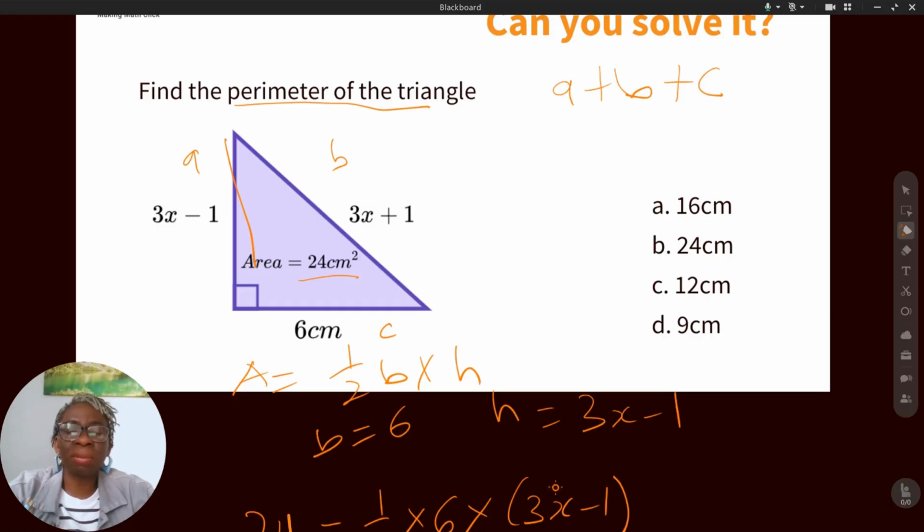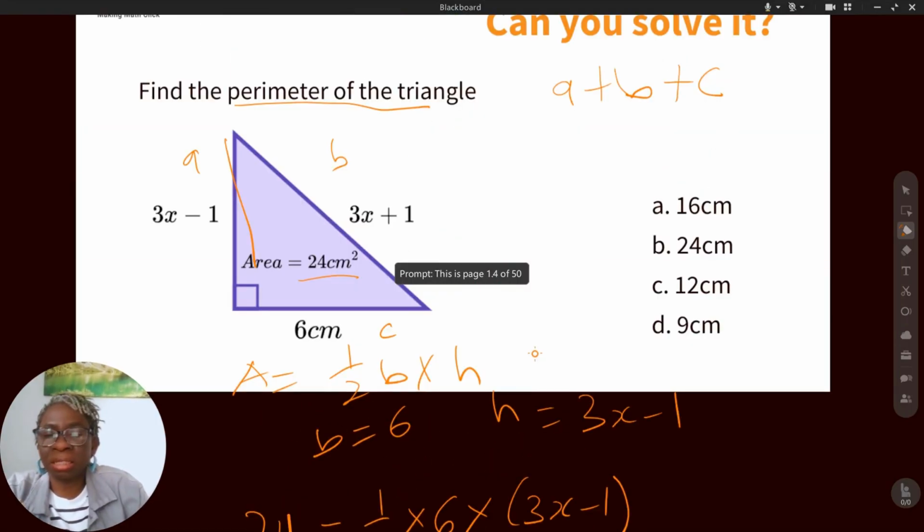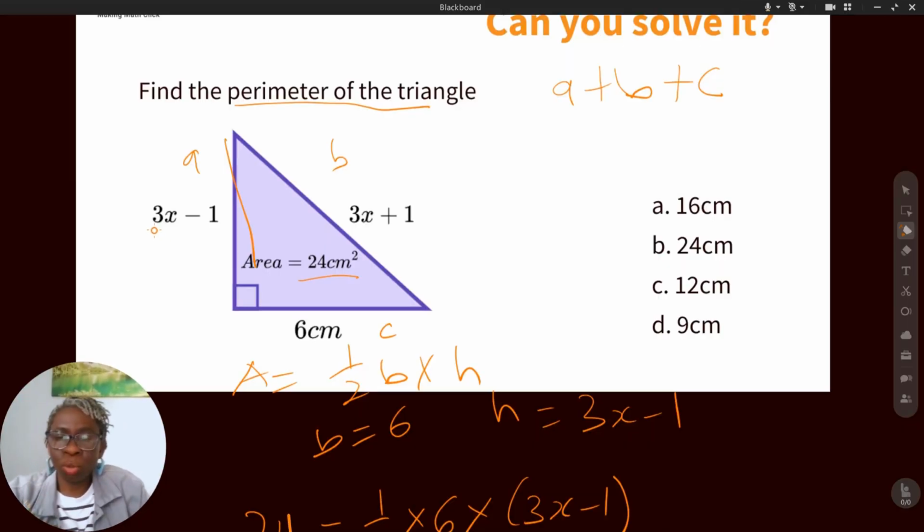But before we calculate the perimeter, let's first find the value of each side. So now we have x to be 3. If x is 3, then 3x minus 1 becomes 3 times 3, which is 9, minus 1. So this side, the height, is 8. And here we have 3 also. 3 times 3 is 9. 9 plus 1 is 10.